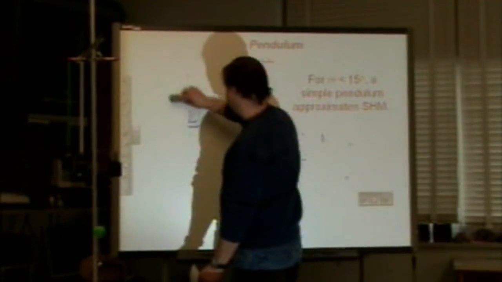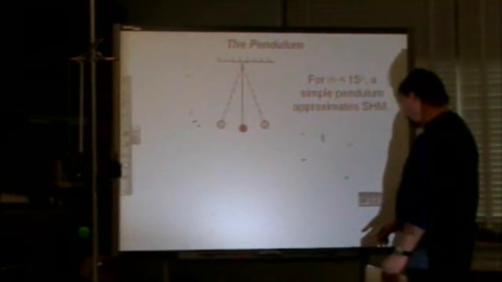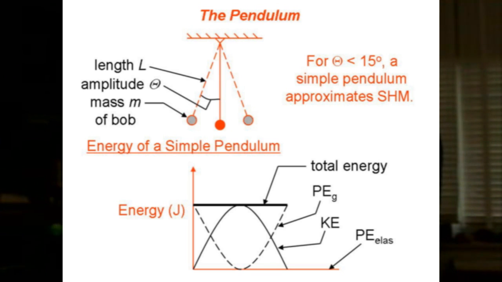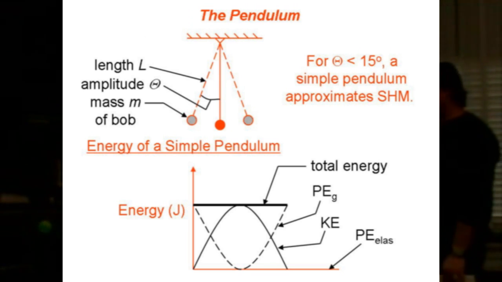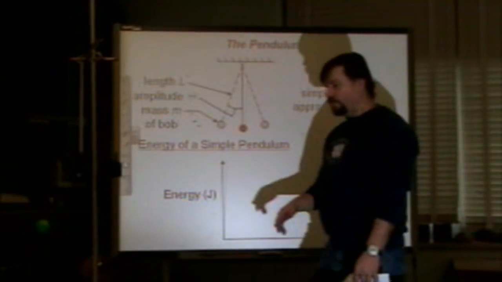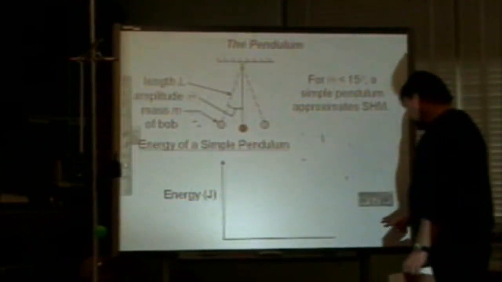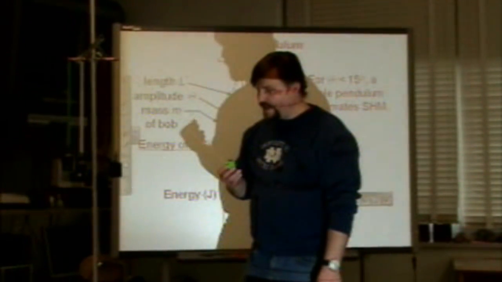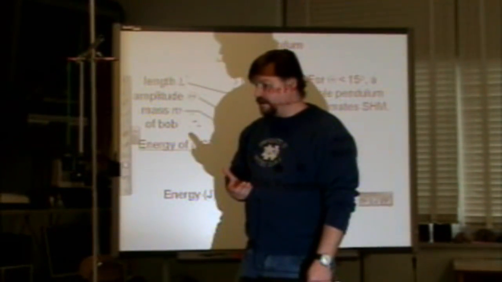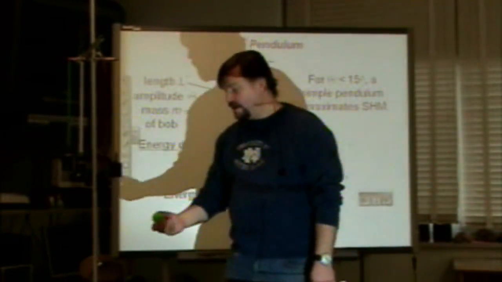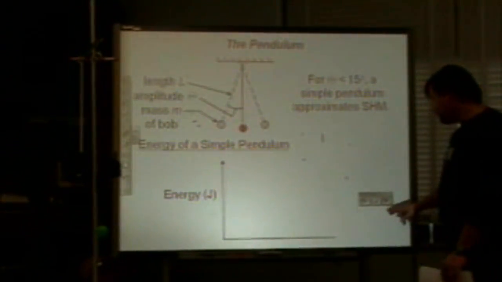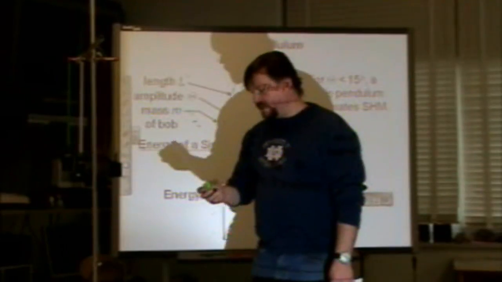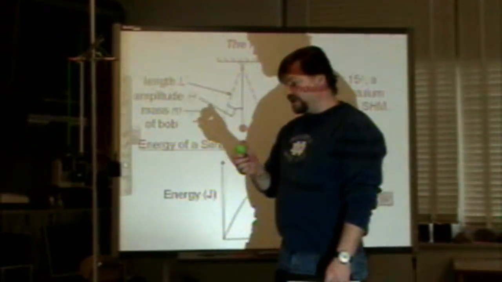All right, let's get this all erased. And let's go on here. We have our length, and we have our amplitude, which is the angle, and the mass of the bob. We have energy of a simple pendulum in our system. Remember we talked about kinetic energy is energy of motion. So at this point, it's very near 0 in velocity. And at the opposite point, when I let it go, it's very near 0 at the highest point, or at the greatest displacement. But at the center point, in equilibrium position, it's at its greatest velocity, right?